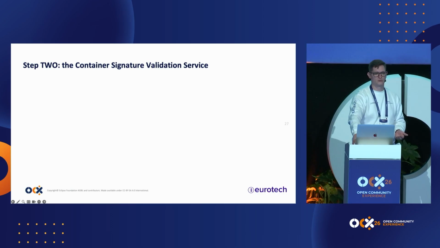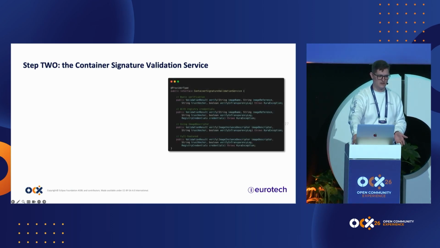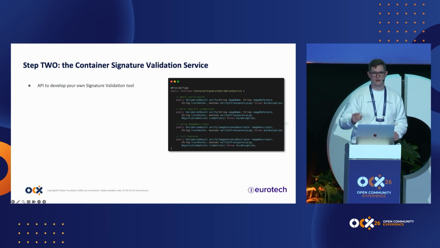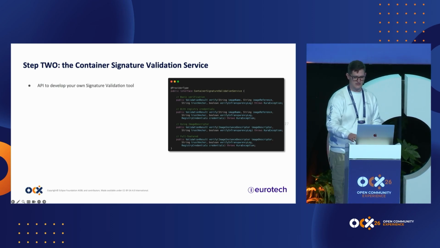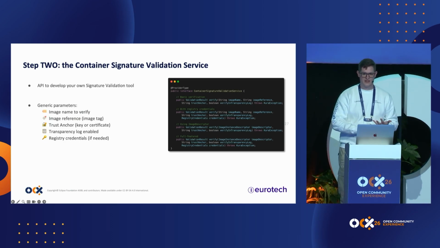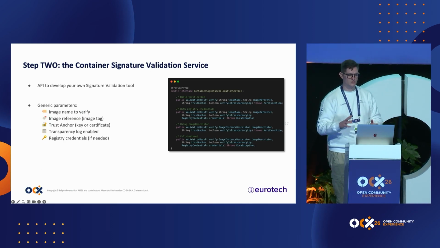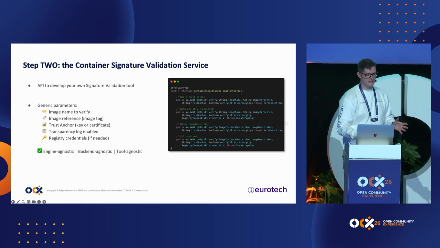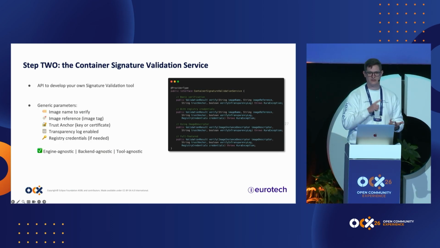in the Kura team, we decided to develop the container signature validation service, which is a set of APIs that you can see here that allows you to build your own tool on top of the Kura services. So you have generic parameters like the image name to verify, the image reference, the trust anchor, transparency log enable, nothing that is bound to a specific tool. And the concept that we want to enforce is that we have engine agnostic, backend agnostic, tool agnostic, but the process that we want to achieve is that you pull the image once, you verify the image once, and then you can run it whenever you want.